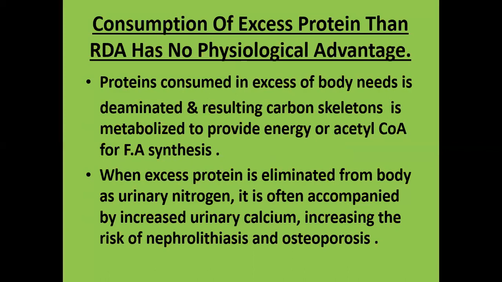So in this context, much is said about the consumption of large amounts of protein. An average American is consuming approximately 99 grams of protein, out of which 68% is from animal sources. So actually, the proteins which are consumed in excess of the body needs undergo deamination.